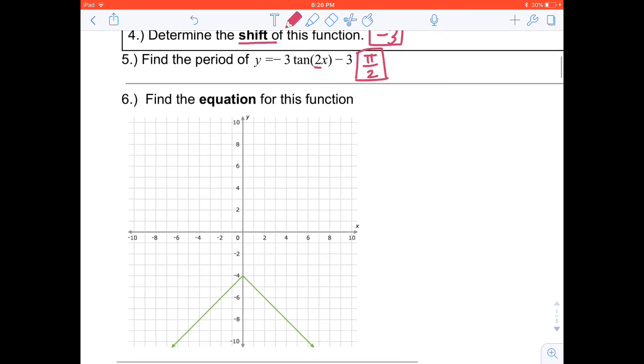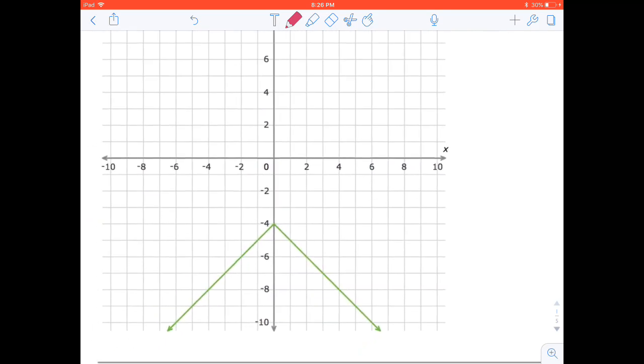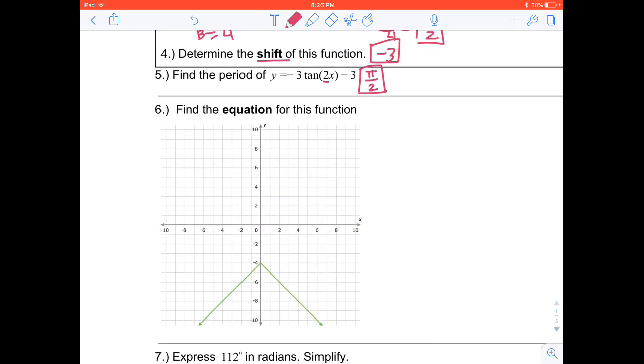All right. Number 6, we need to find the equation for this function. So you need to make sure that you are familiar with all of the parent functions that we went over in the beginning of the school year, because that way you can come up with equations as long as you know the parent functions. So if you look at this, this is the absolute value function, which means the equation of that is y equals absolute value of x. It looks like that with the 2 lines.